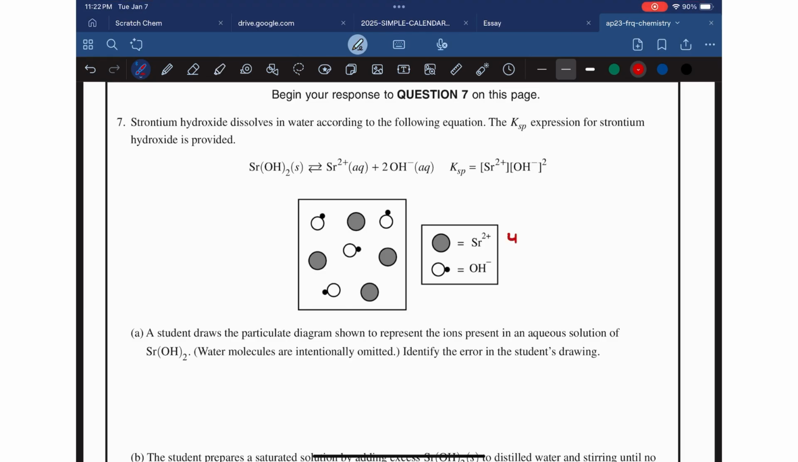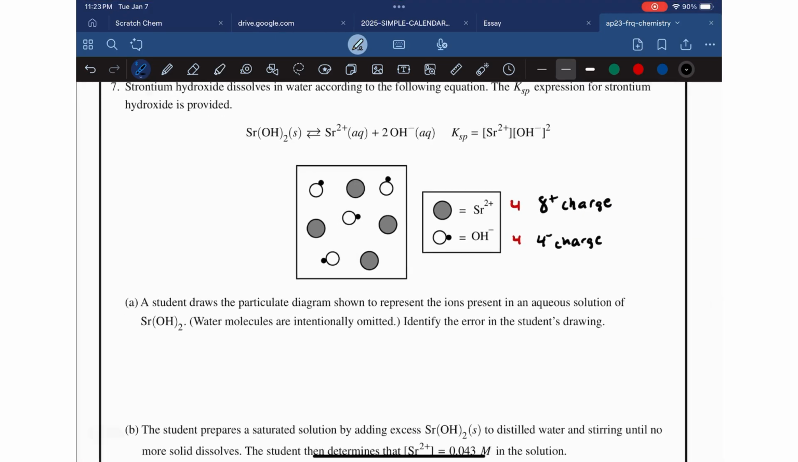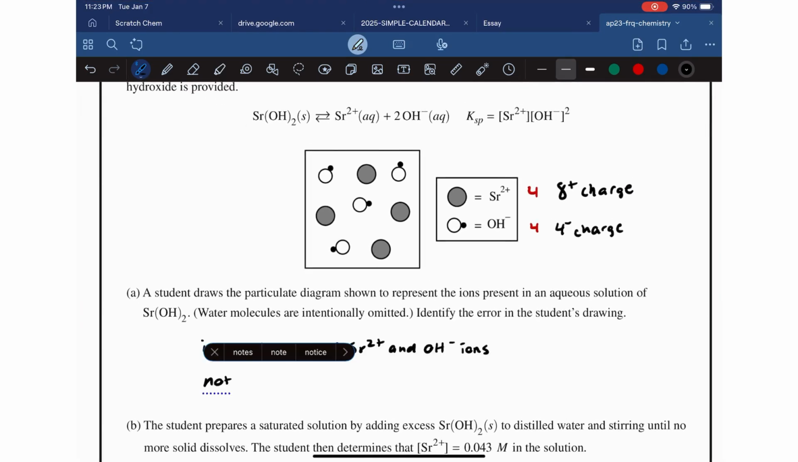Question A says, a student draws a particular diagram shown to represent the ions present in an aqueous solution of strontium hydroxide. Identify the error in the student's drawing. One error is in the ratio of strontium ion and hydroxide ion in the diagram. In the diagram, the student has a 1-to-1 ratio when it should really be a 1-to-2 ratio. So for every 1 strontium ion, there should be 2 hydroxide ions. And because of this, the charges are also not balanced. So those are the 2 errors.